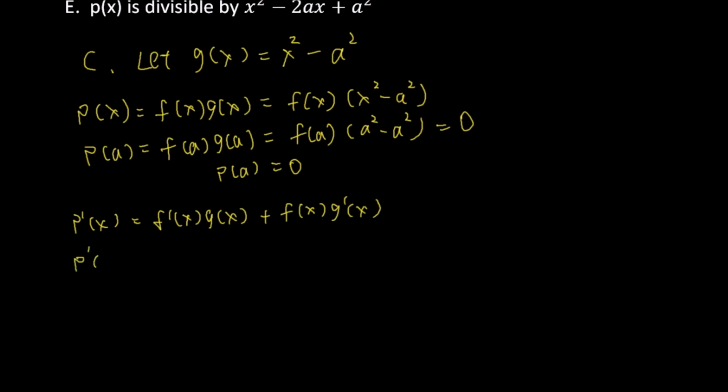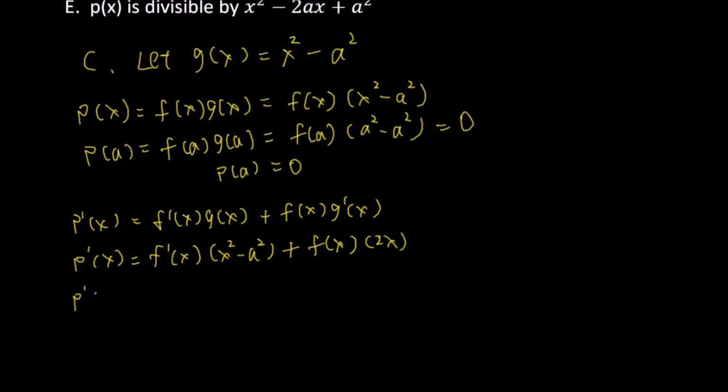So p prime(x) is equal to, we don't know what f(x) is, so we also don't know what f prime(x) is. So we'll leave it. And g(x) is x squared minus a squared, plus f(x) stays the same as we don't know what f(x) is. Now g prime(x). g(x) is x squared minus a squared, then g prime(x) is 2x because a is constant.